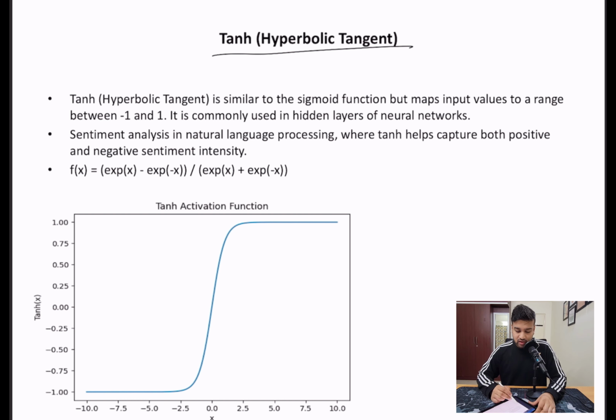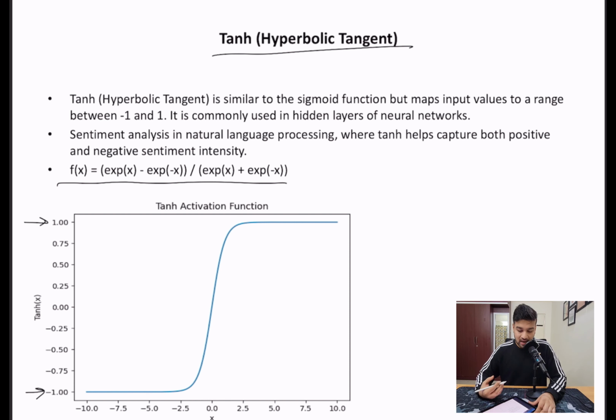This is the definition of the TanH function, which is e to the power x minus e to the power minus x, upon e to the power x plus e to the power minus x, right? So that is your hyperbolic tangent. This is a common mathematical function. The fact that it maps the input value between -1 to 1 basically allows it to have some scope for negative representation also.